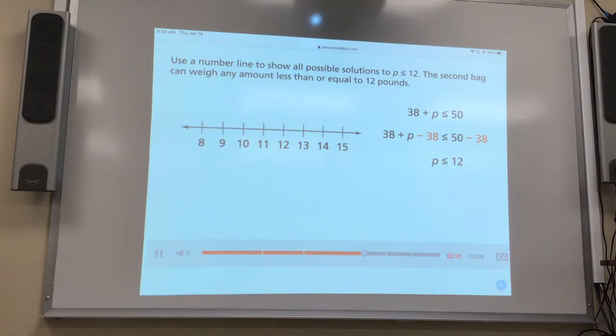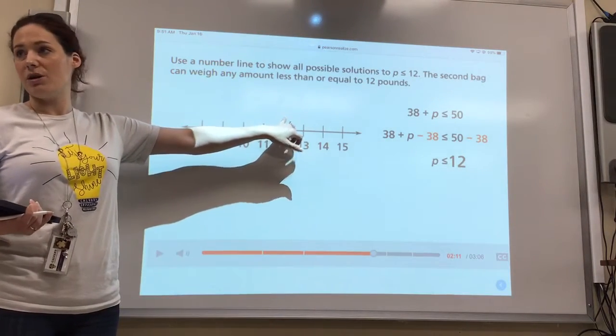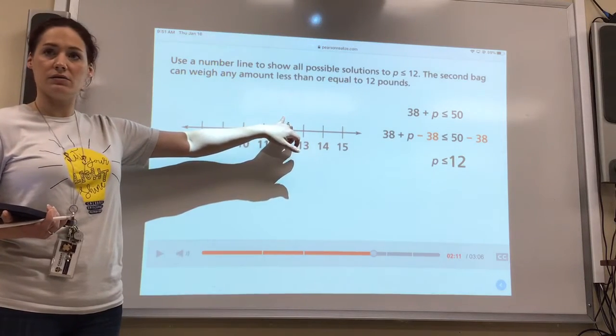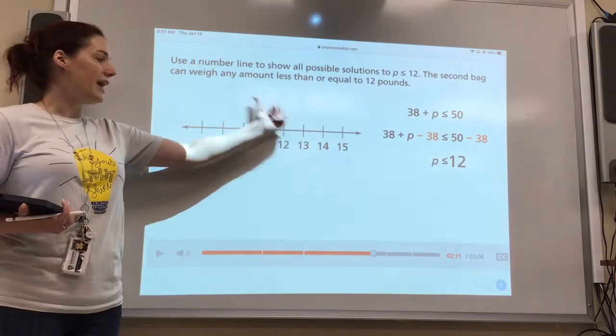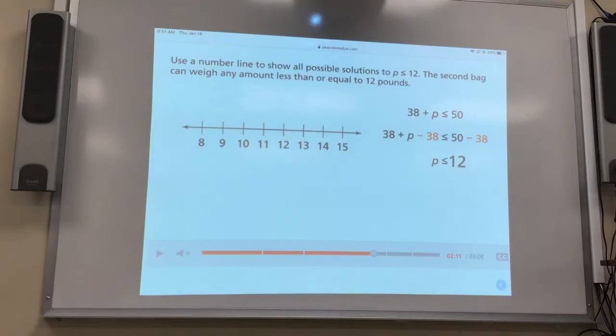To show all possible solutions to the inequality P is less than or equal to 12: if this were P equals 12, like it was just 12 pounds, all you would do is put a dot above 12. That's your answer. But with an inequality, you could have 12 and what else? Everything less than it. So we're going to have a dot at 12 and an arrow going to the left, because everything less than it also is going to work.